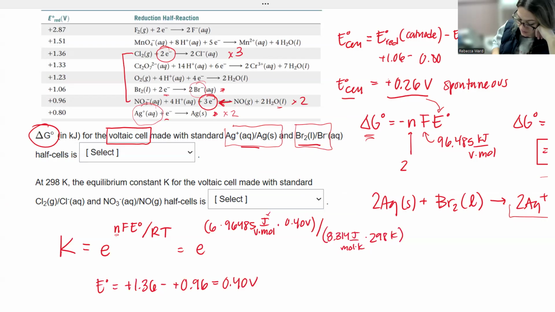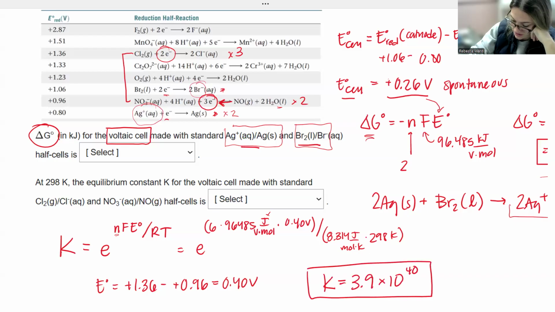Give me a second. Let me model good behavior and do this punching right. There we go. So I get that K is 3.9 times 10 to the 40th. So a really big number.